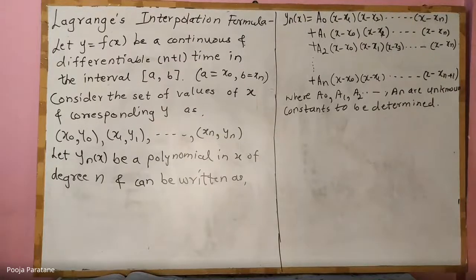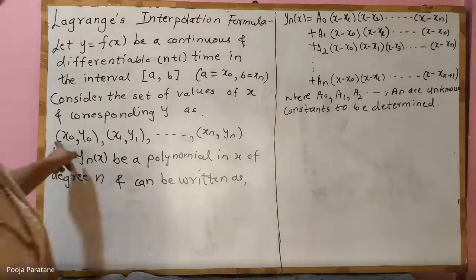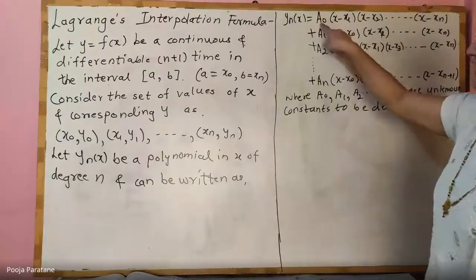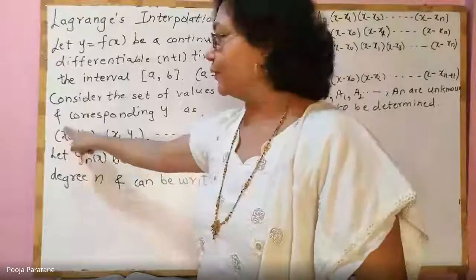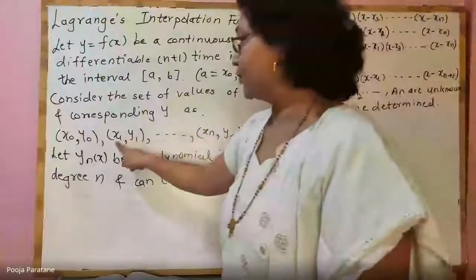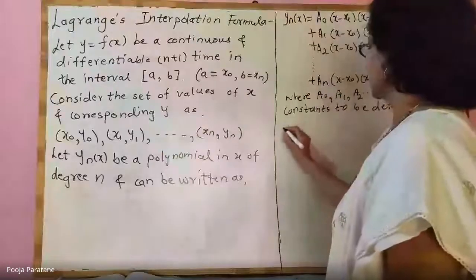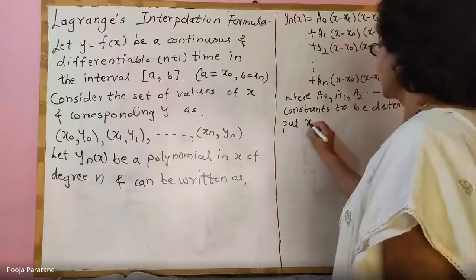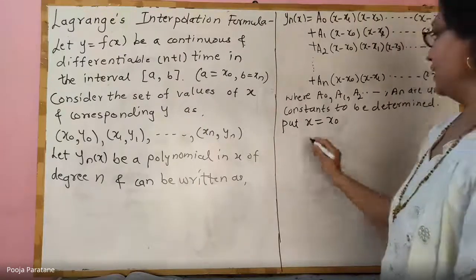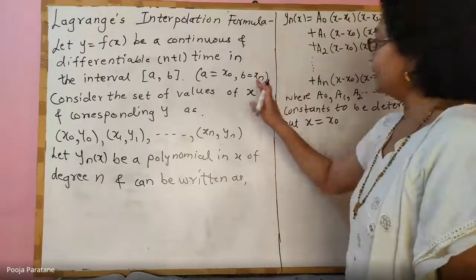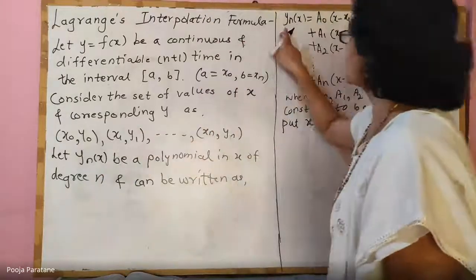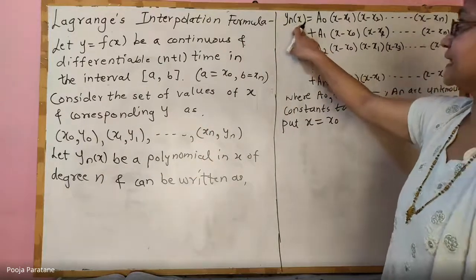So same as in Newton's forward and backward interpolation formula, to get the values of these unknown constants a0, a1, a2 up to an, we will use these points. To get the value of a0, we will substitute x equal to x0. To find the value of a1, we will substitute x equal to x1 and so on. So let us do that. Put x equal to x0. At x equal to x0, the corresponding value of y is y0.